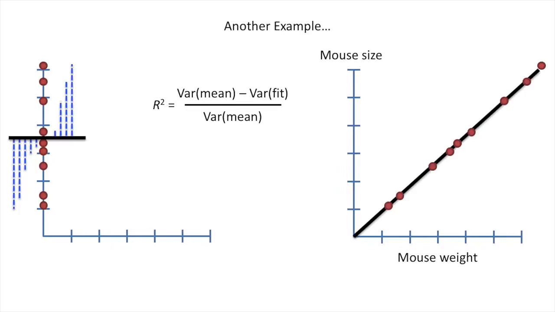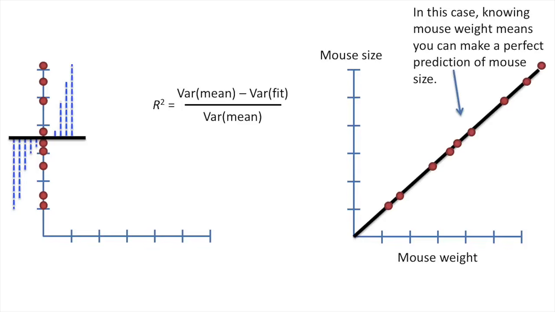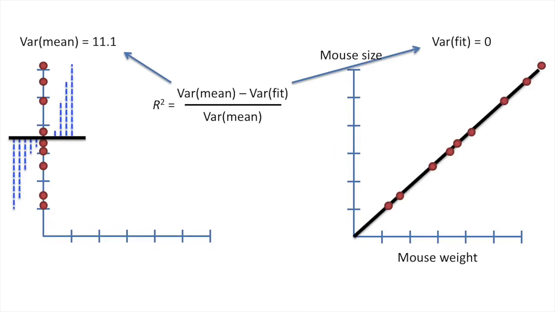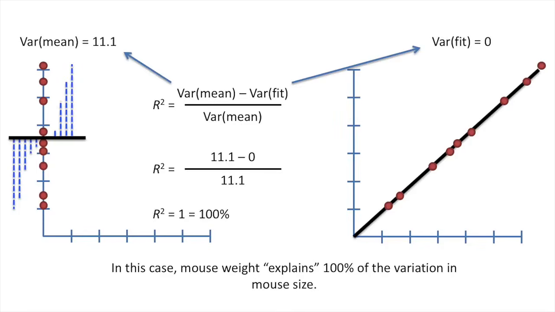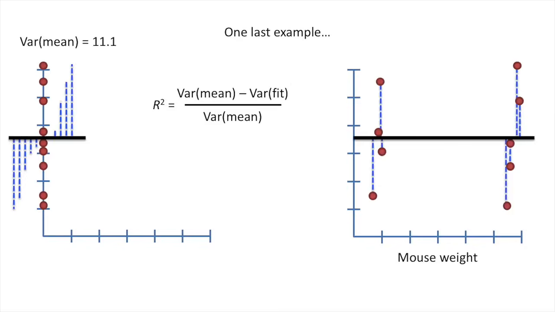Here's another example. We're also going to go back to using variation in the calculation, since that's more common. In this case, knowing mouse weight means you can make a perfect prediction of mouse size. The variation around the mean is the same as it was before, 11.1. But now the variation around the fitted line equals 0 because there are no residuals. Plugging the numbers in gives us an R squared equal to 1, which equals 100%. In this case, mouse weight explains 100% of the variation in mouse size.